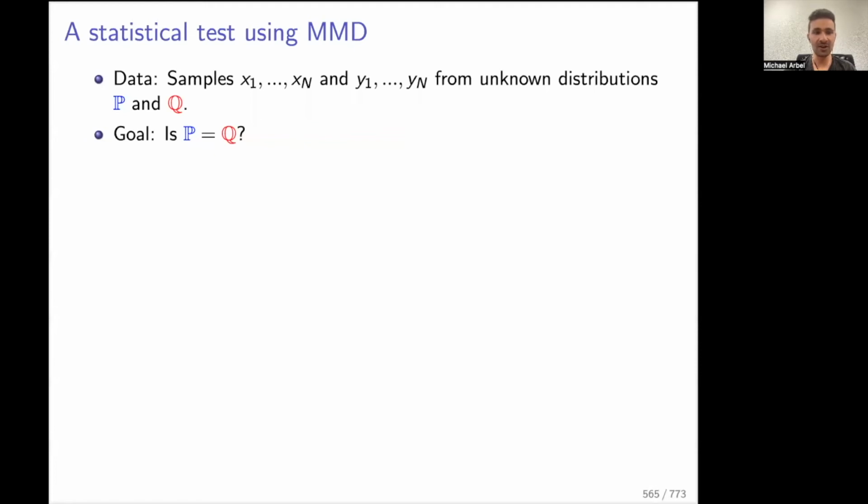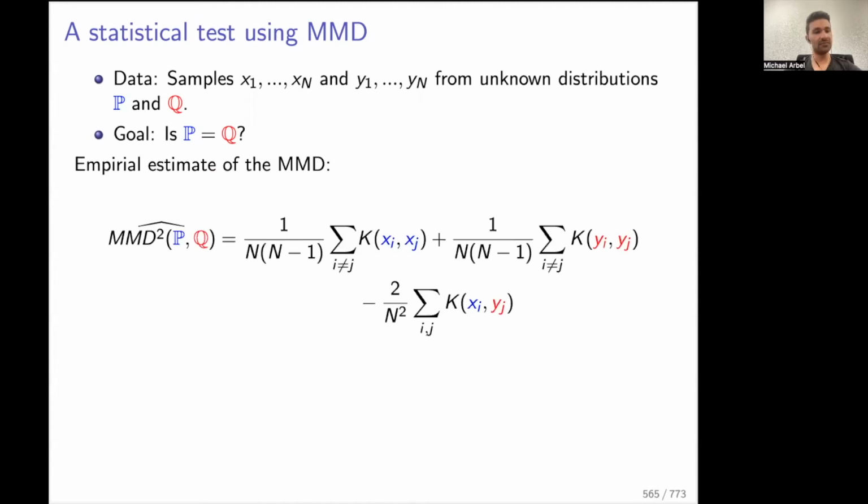First, the general framework is that we are given some samples, IID samples, from two distributions, P and Q. So we call x1 to xn the samples from P, and y1 to yn the samples from Q. And the goal would be to be able to say whether P is equal to Q just by looking at the samples. Assuming that we have made a careful choice for the kernel, we can estimate the MMD between P and Q using these samples, and we consider the unbiased estimate of the MMD.